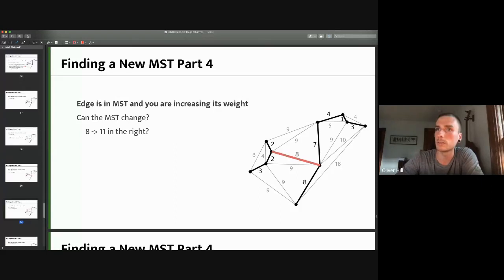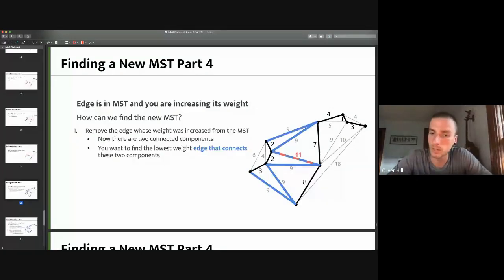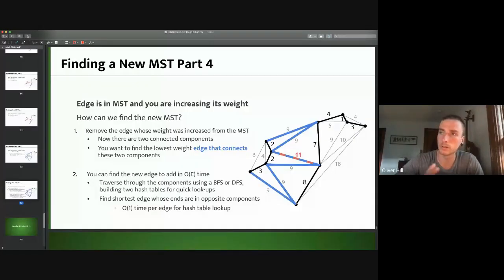How can we find the new MST? We're going to remove the edge whose weight was increased from the MST. See if it's higher than a different edge. Yeah, we need to find if there's a better connection. We want to find the lowest weight edge that connects the two components. So if you have an MST, you remove 1 edge. Now you have 2 connected components, and you want to find the cheapest way to connect them. And that's what you'll do here. You can do that by breadth first search or depth first search in O of the number of edges amount of time, which makes sense.